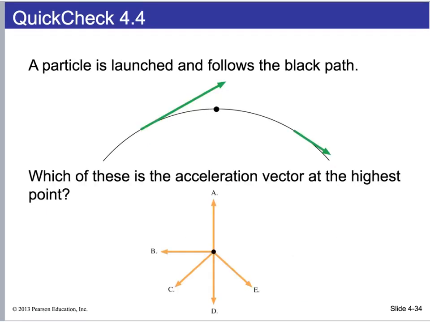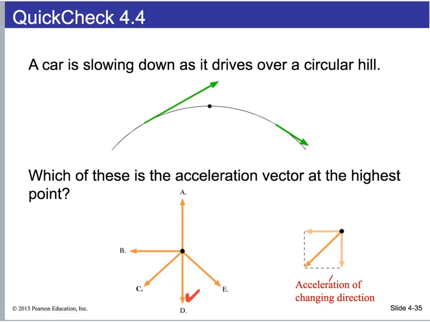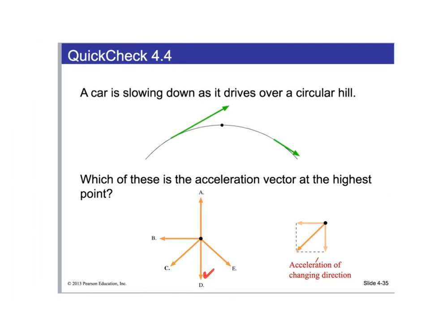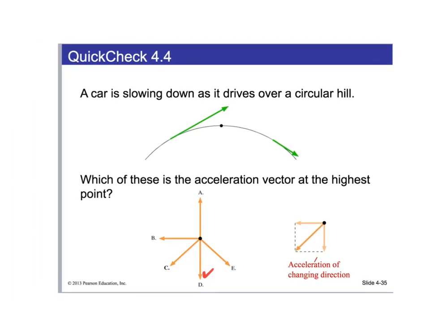All right. A particle is launched and follows the black path. Which of these acceleration vectors at the highest point? The acceleration vector is always equal to -10, and so it should be delta. And indeed, it is delta. So if you look, it is delta.